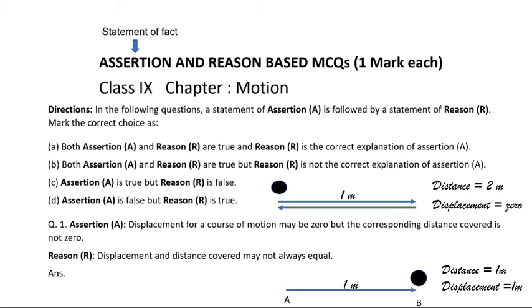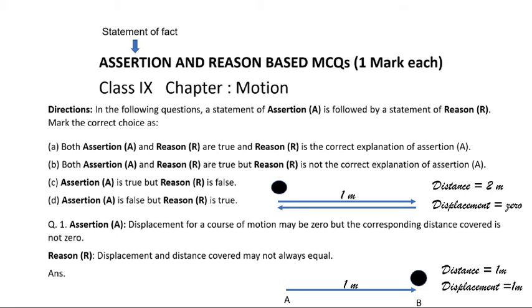So having understood this, look at the statement. Displacement and the distance covered may not always be equal. Yes, it's a true statement. In this case, it is equal, whereas in the above case, it is not equal. So that's why it may not always be equal. The sentence is true. Now go back to the options.